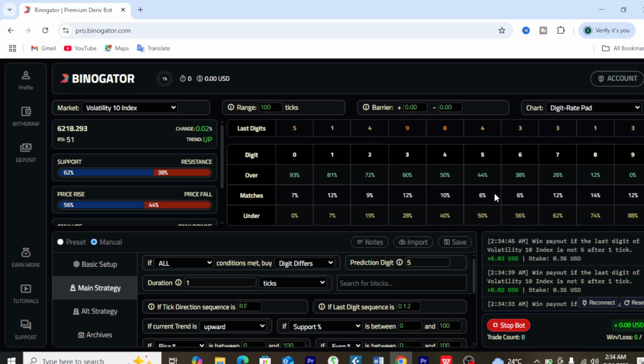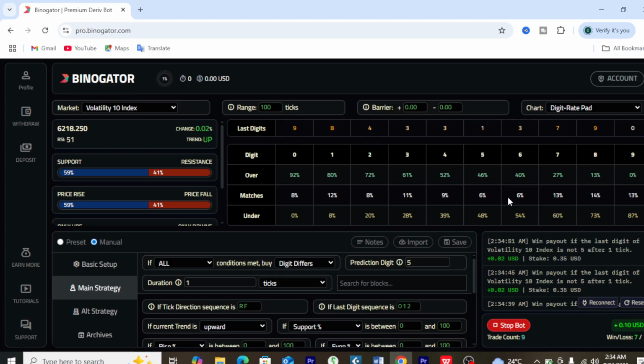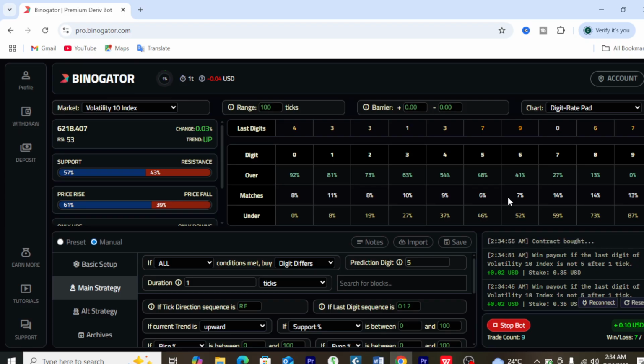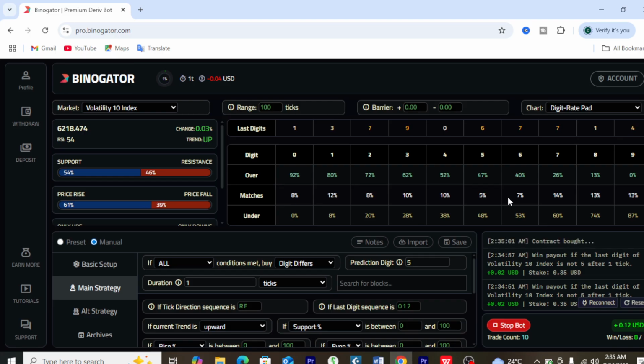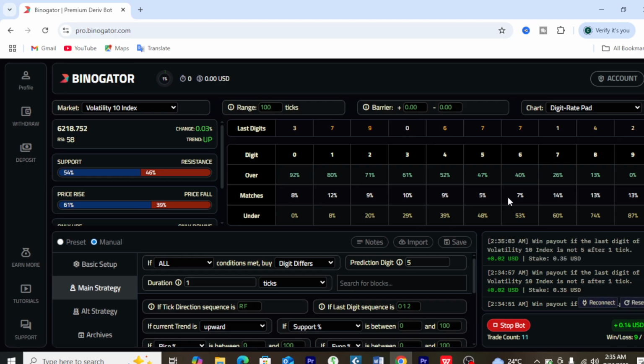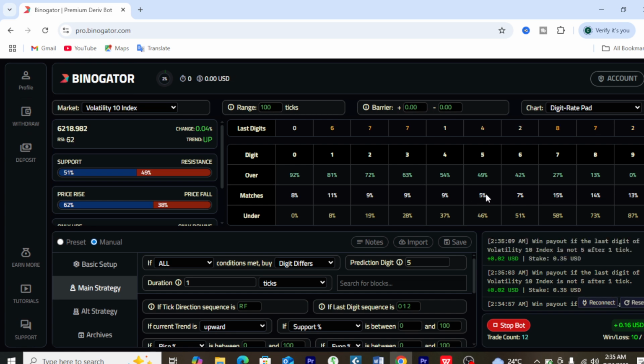So we have to keep looking at the chart to note when the market now goes unfavorable, or the matches percentage of that number that our prediction digit is on becomes higher than the rest. So we are looking at the prediction digit must be the lowest in the matches column. All right, so I think you guys understand the strategy now. So you can see it is 5%. So I'm going to leave the bot to keep trading.